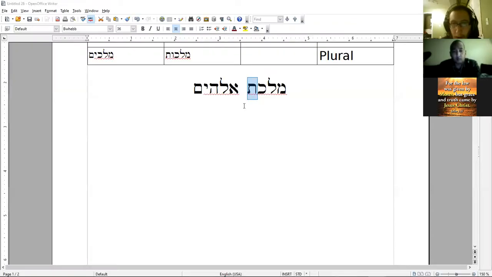Another thing is that when you add endings, like suffixes for possessives, that also makes it into a construct state. So for example, let me pull up the document file again. So if you were to say, let's see here, I guess we'll go with son again. Bani.